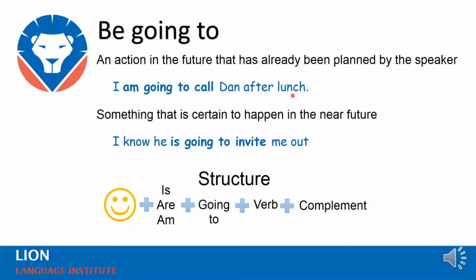plus our complement. Also, we can use be going to talk about something that is certain to happen in the near future. Here's an example. I know he's going to invite me out.